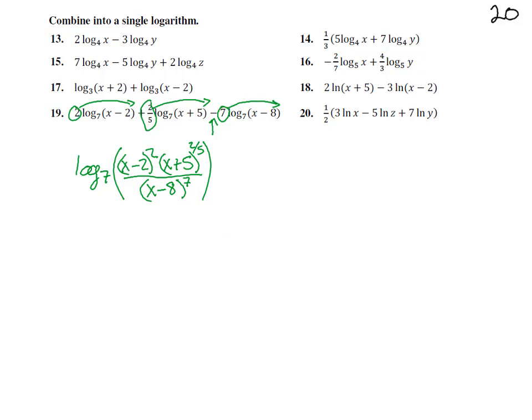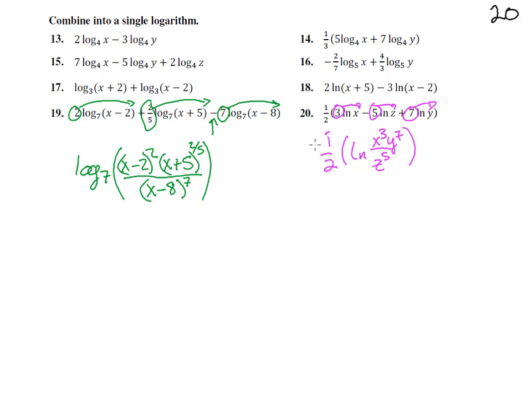All right, number 20. So we're going to have this go up on the x, that go up on the z, but it's going to be in the denominator, and that one's going to go up on the top. Okay, so we have 1/2. So we're going to end up square rooting something somewhere. But let's do this first. So we have 1/2 ln of x cubed over z to the 5th times y to the 7th. All right, so far so good.